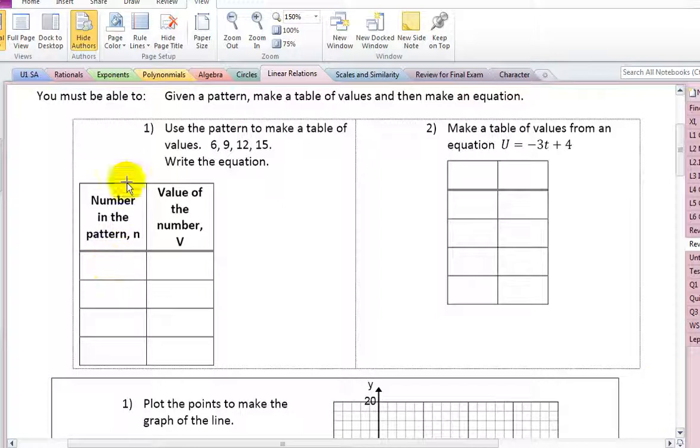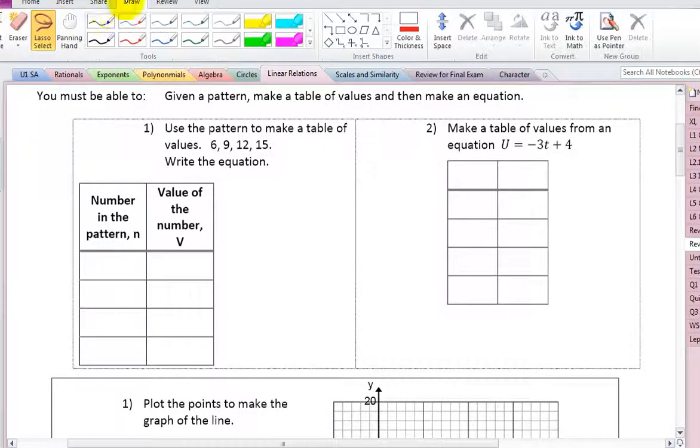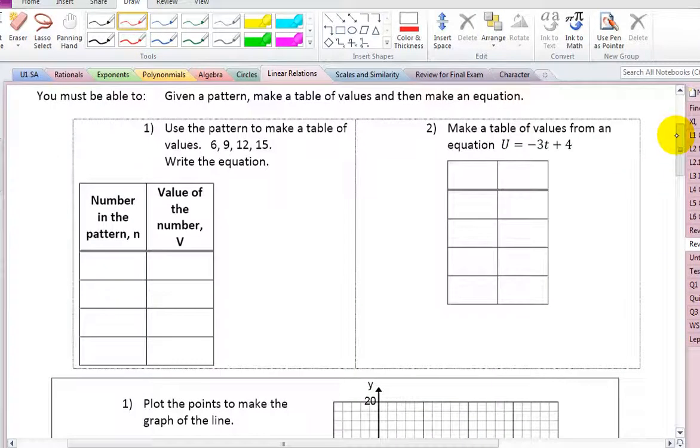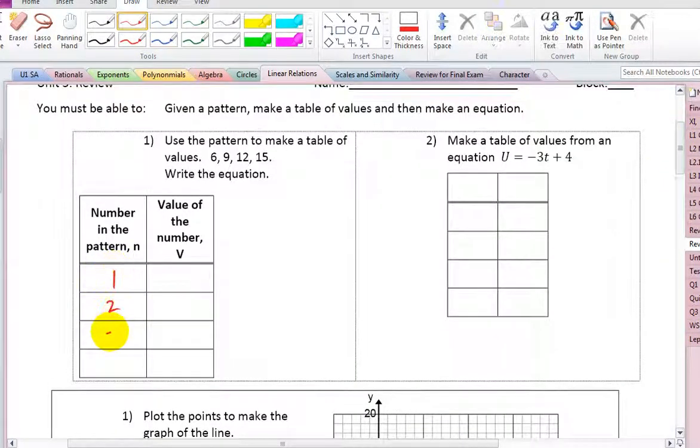So we have the first number in the pattern, second number in the pattern. That's what we were looking at for those. Okay. So 1, 2, 3, 4, 6, 9, 12, 15. Looking at your rate of change, going up by 3s each time and going up by 1s.